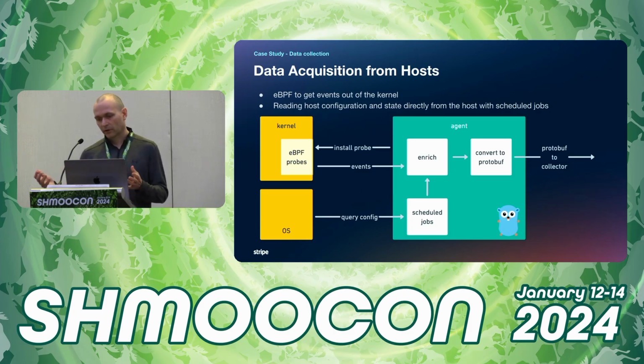This data collected in either way will then be enriched. There's a pipeline, it gets enriched and gets converted into a protobuf, and then it gets sent off the host to the central place. In this case, we use gRPC. Why we use gRPC, I will talk about later.